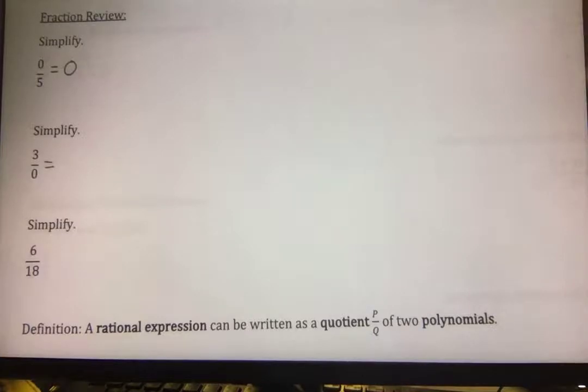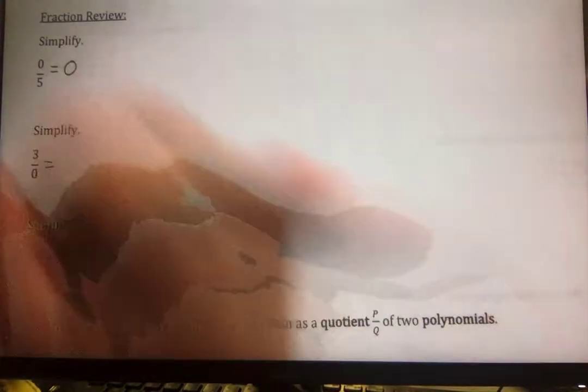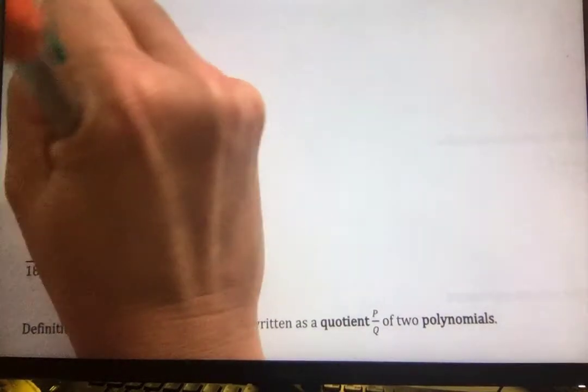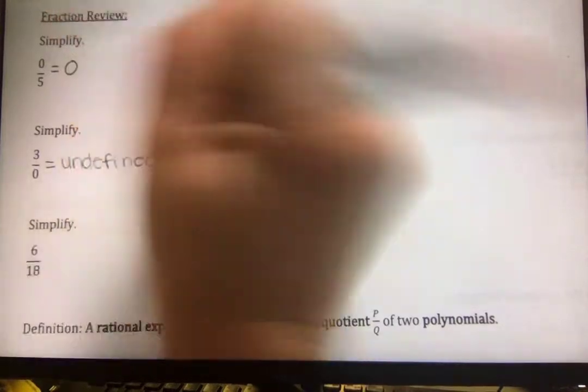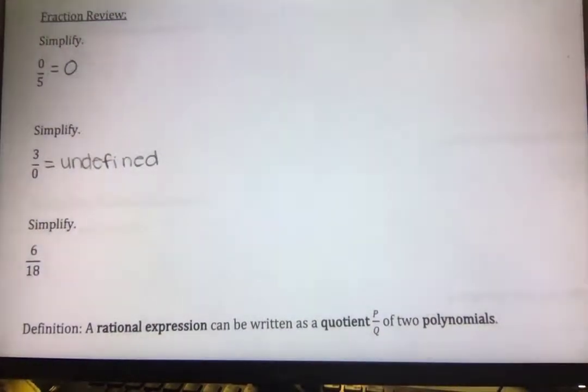It says error. So that's telling us right there it's undefined. We cannot divide by 0. And lastly, 6 divided by 18. We have 6/18. So 1/3.